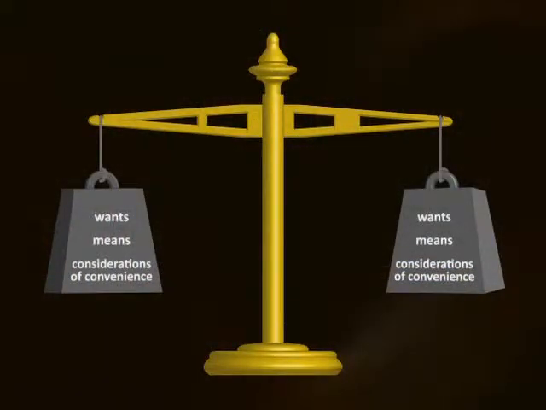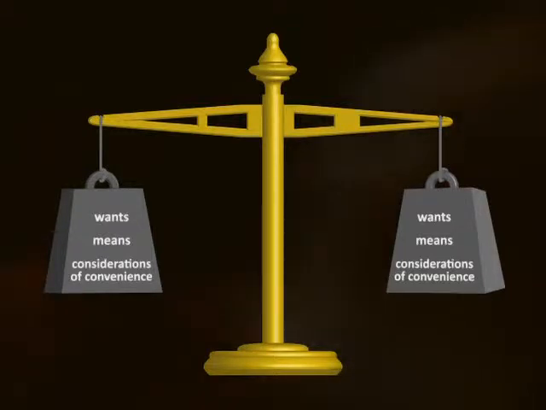So Hobbes thought of choice or decision as follows. He thought a person is like a scale. The weights on the scale are things like what a person wants and the means by which he might get what he wants. These weights are also affected by things like considerations of convenience.